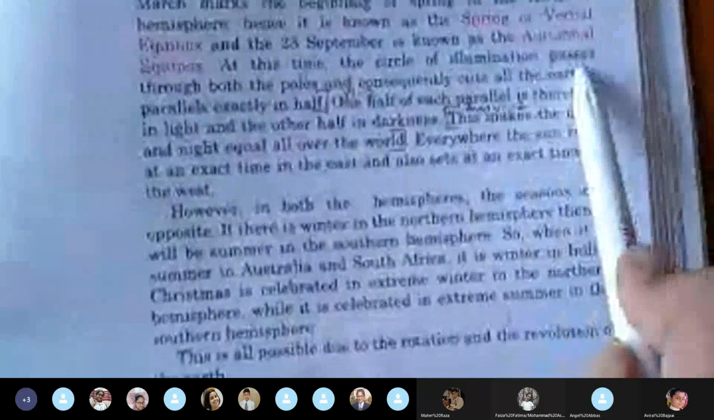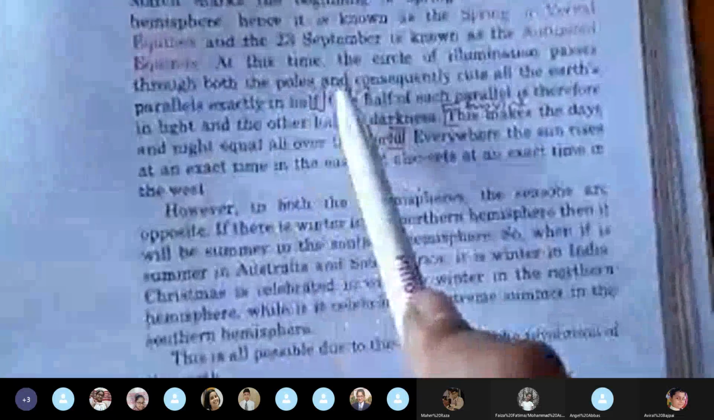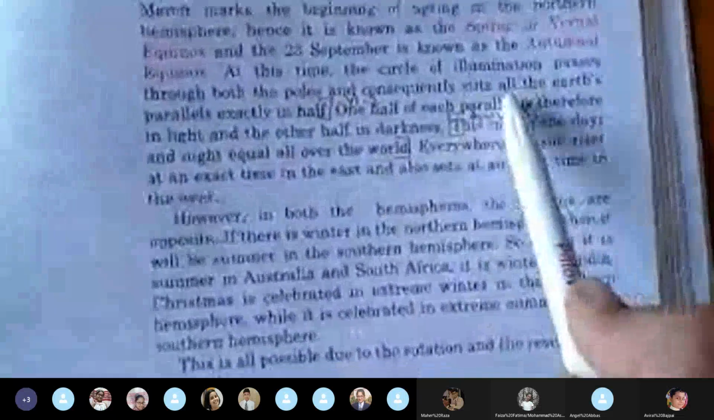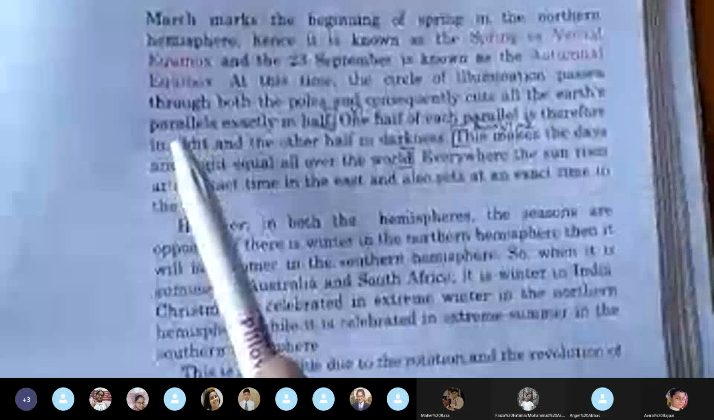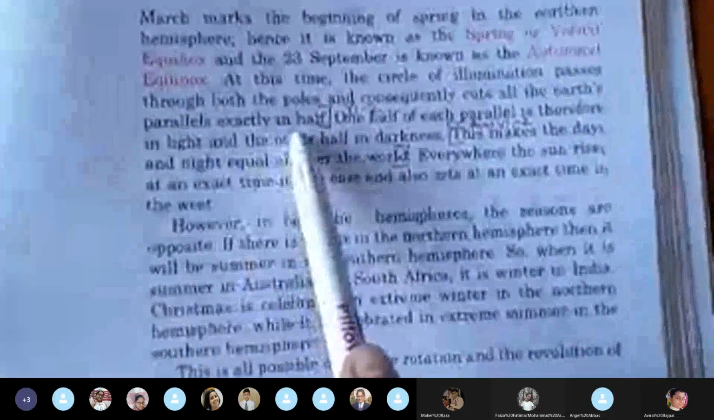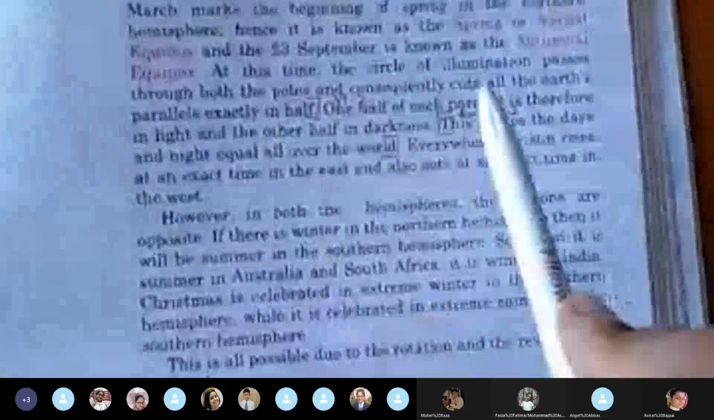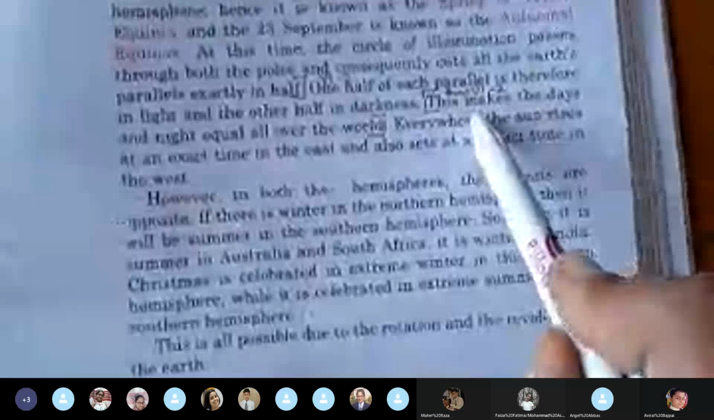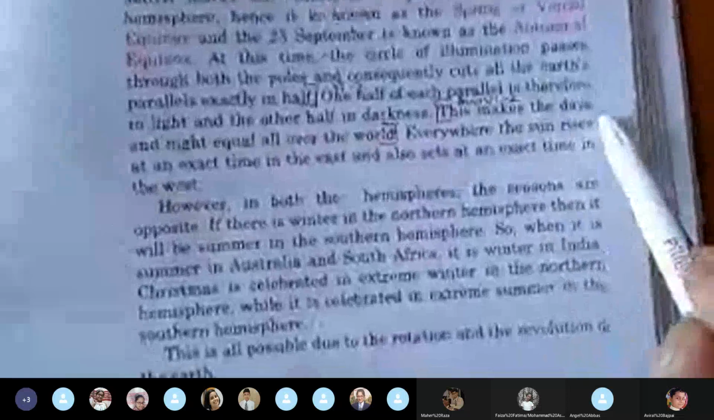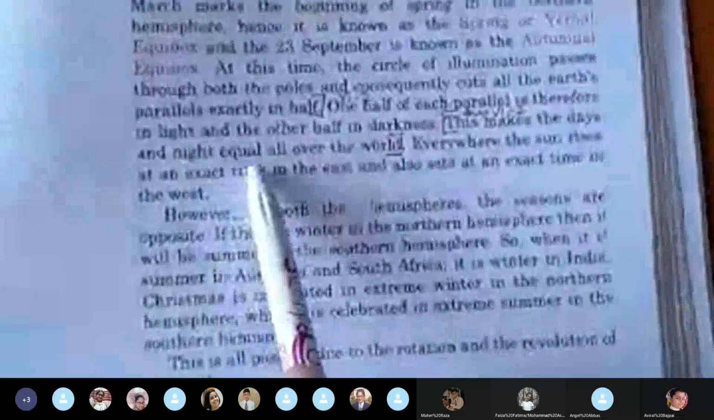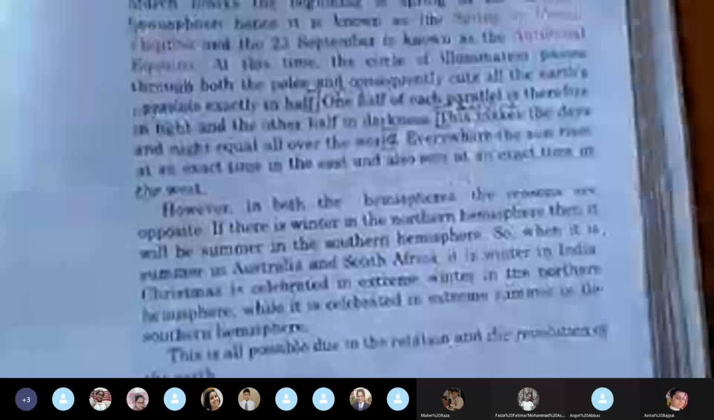At this time, the circle of illumination passes through both the poles and consequently cuts all the Earth's parallels exactly in half. After that, leave a line, thus makes the days and night equal all over the world. This is your answer 6.2.